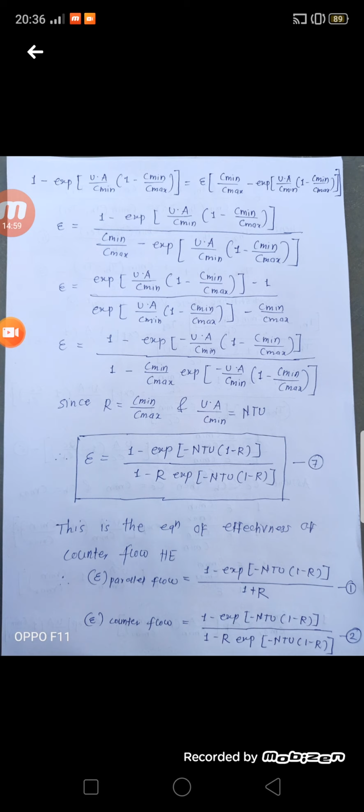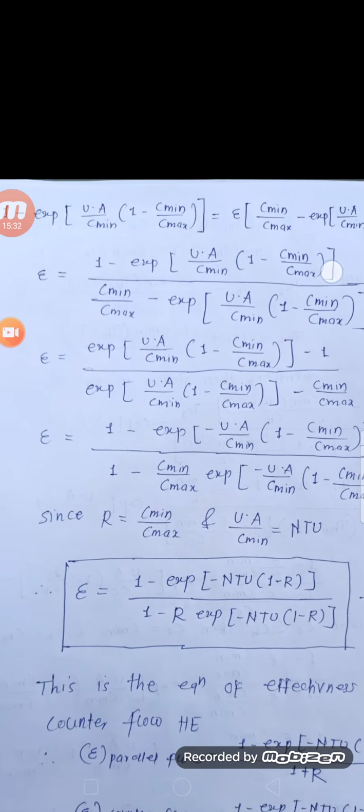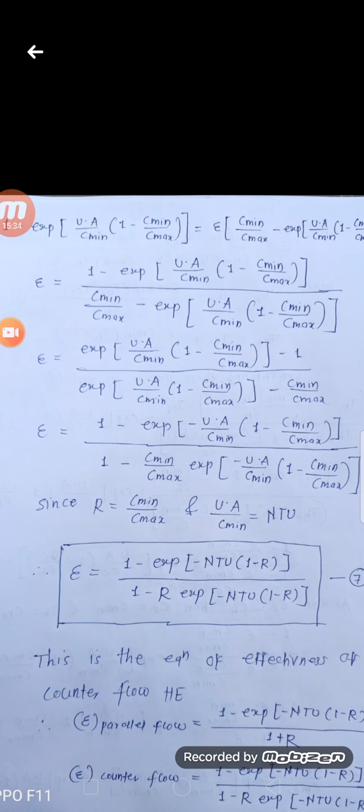So take the arrangement in the equation. So what is that equation? Our aim is to calculate the effectiveness. So effectiveness is equal to what? In the left hand side there is C minimum upon C max, and we have to take epsilon common from these two terms. So what is the remaining term? That is C minimum upon C max minus exponential of UA upon C minimum into bracket 1 minus C minimum upon C max. So now the subject is epsilon.